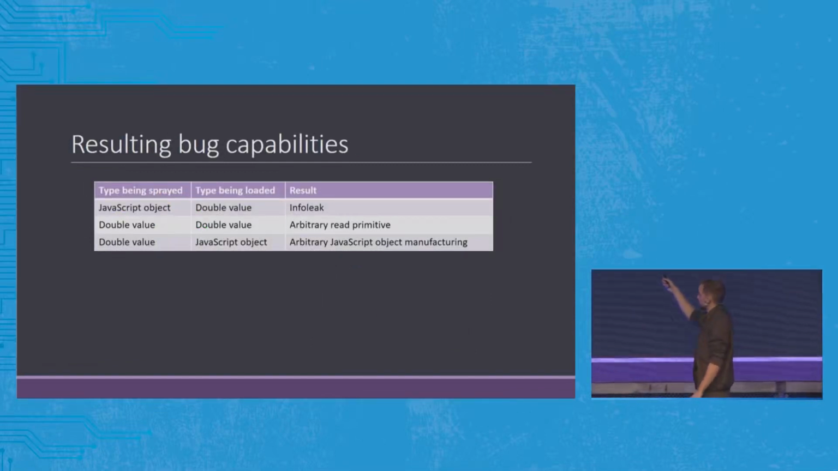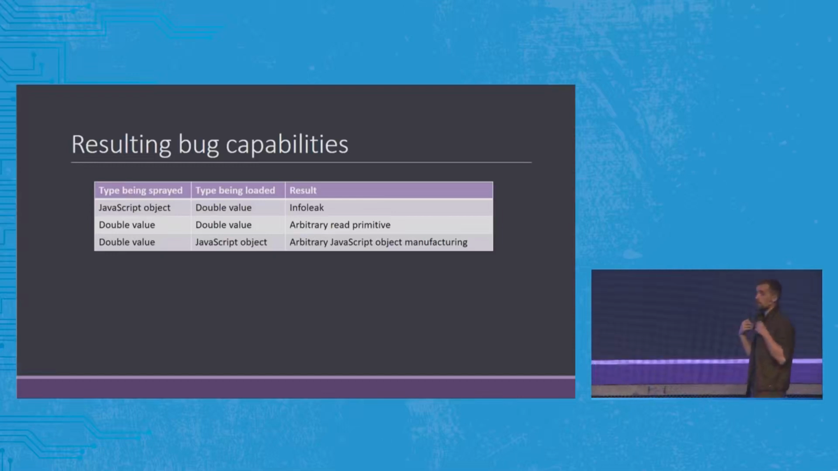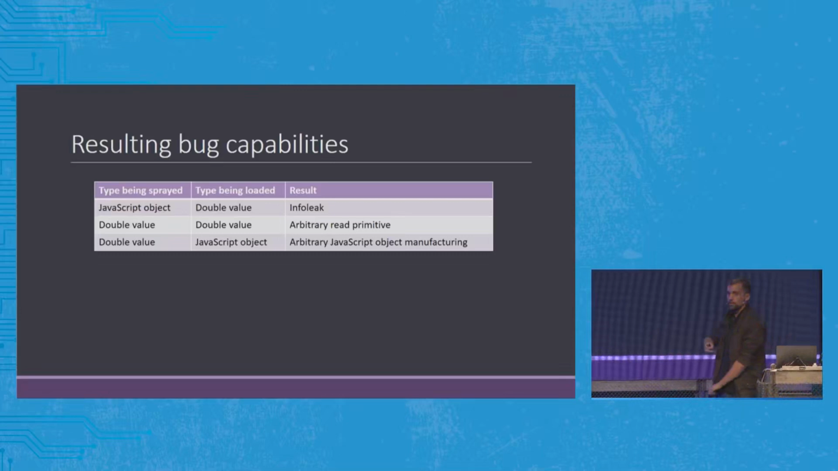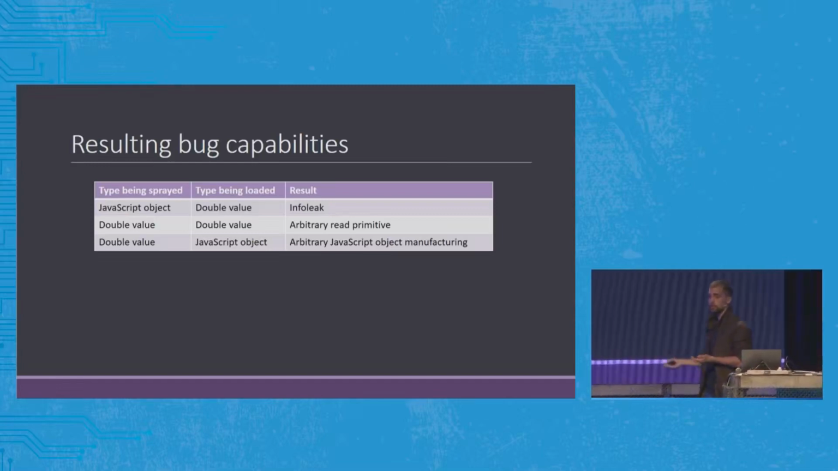The first primitive is if we spray a JavaScript object pointer, we know it's going to be a valid pointer, and we can just read the result as a double value, then we're going to have an info leak because we suddenly have the ability to read any arbitrary member variable from that object. From there, you can leak a valid pointer. For example, if you were to spray a JavaScript object that's an array buffer, you could leak the location of the actual buffer. That gives you an ASLR bypass, which is super, super nice.